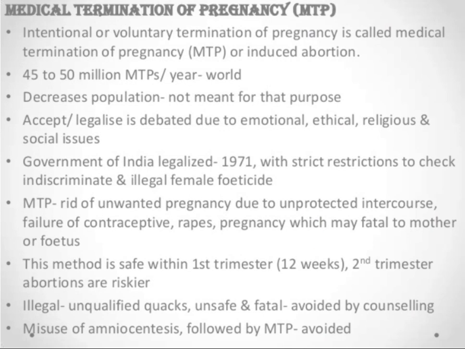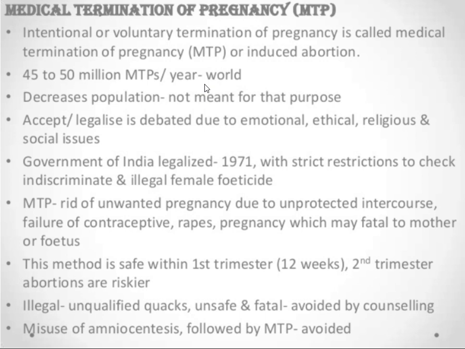Then MTP, that is medical termination of pregnancy. This is another method, you can say, to prevent pregnancy, also known as induced abortion. So intentional or voluntary termination, meaning willingly, if the pregnancy is terminated, that is called MTP. About 45 to 50 million MTPs per year are observed in the entire world. It decreases population, though it is not meant for that purpose.